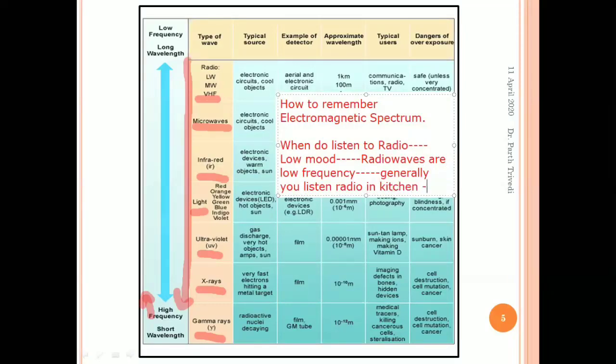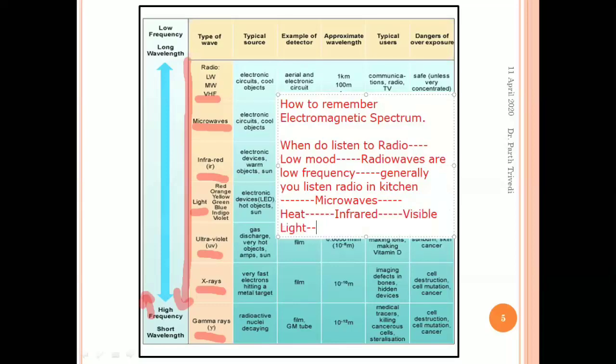So what do we have in the kitchen? We have microwaves. Why do we use microwaves? To heat. Now every heating object emits infrared. So we have infrared. Red is part of your visible spectrum, visible light. After visible light, on one side we have infrared, and it is obvious that on the other side we have ultraviolet.